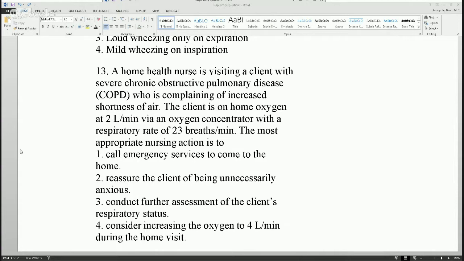A home health nurse is visiting a client with severe COPD who is complaining of increased shortness of breath. The client is on home oxygen at 2 liters via an oxygen concentrator with a respiratory rate of 23 breaths a minute. The most appropriate nursing action is to what?